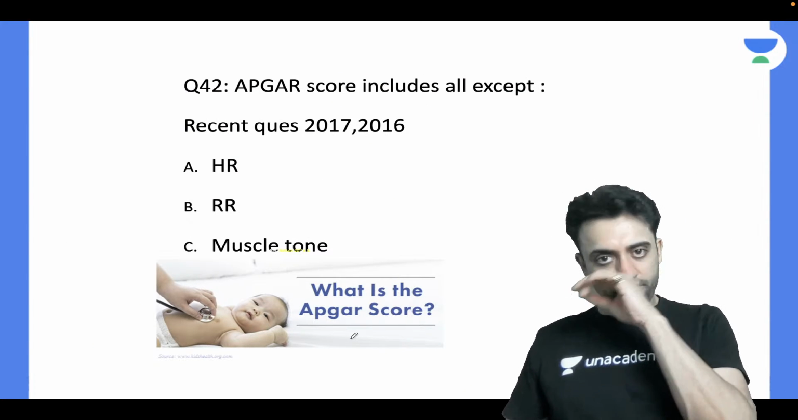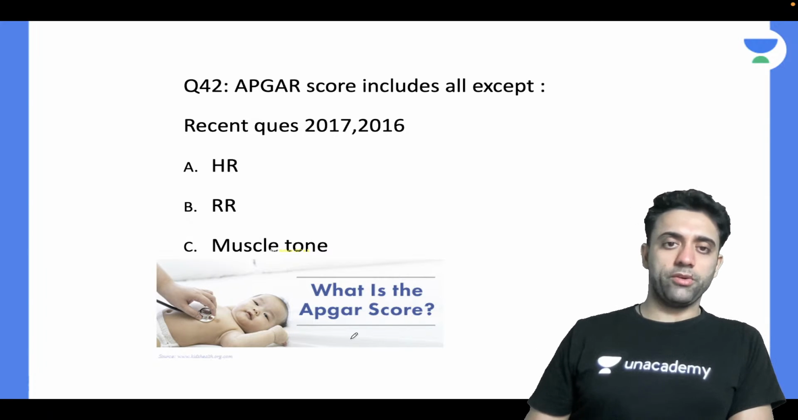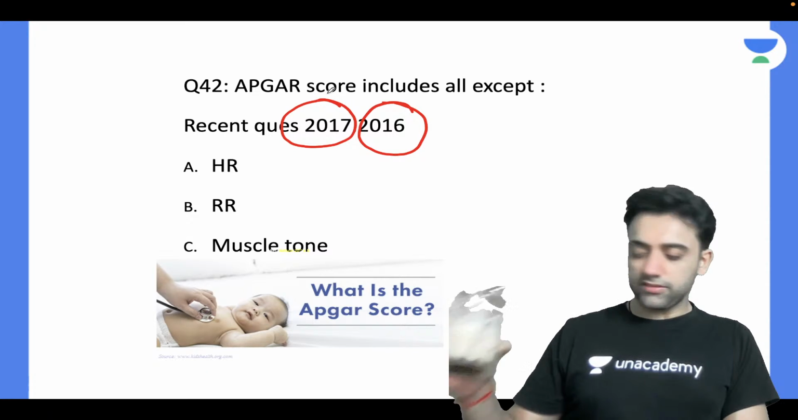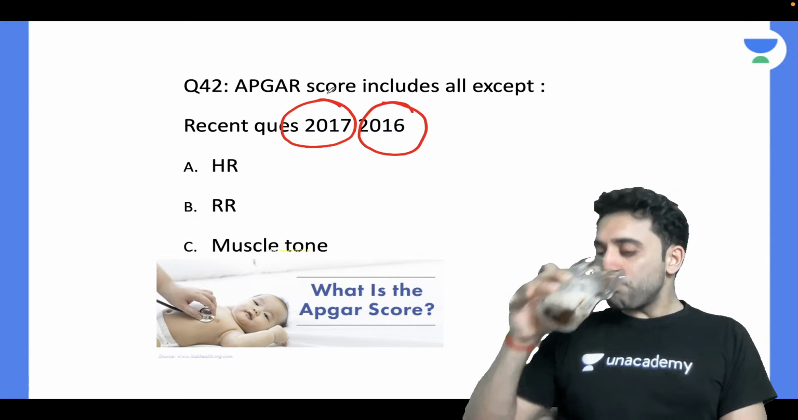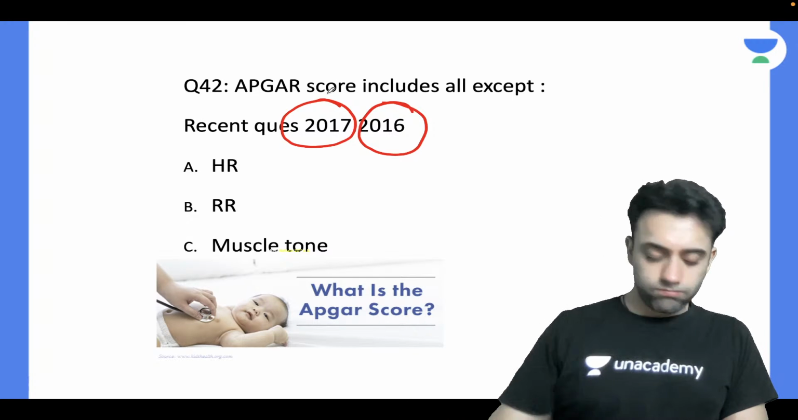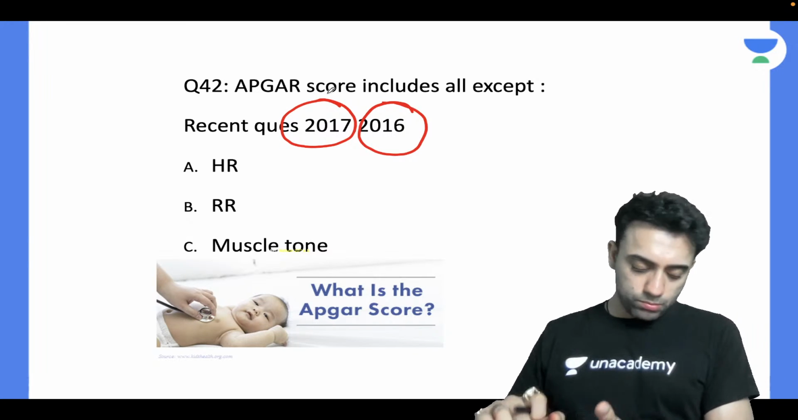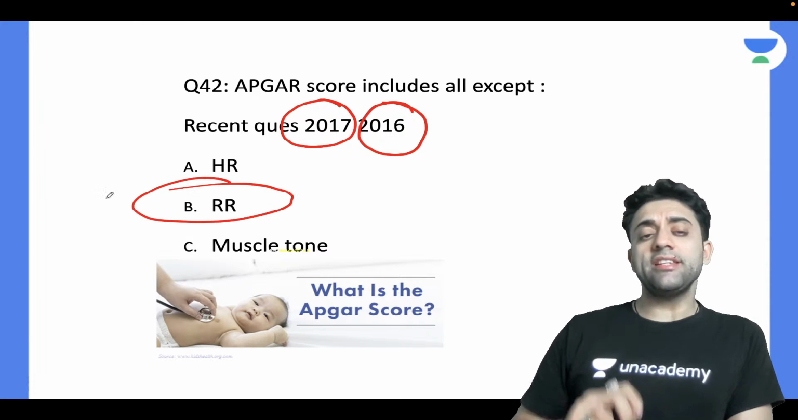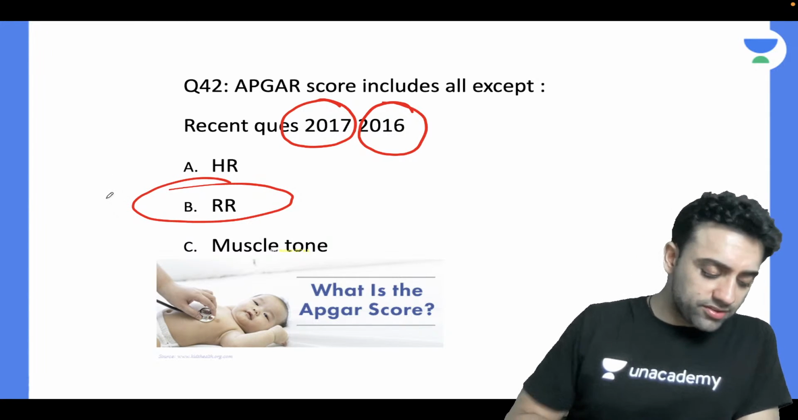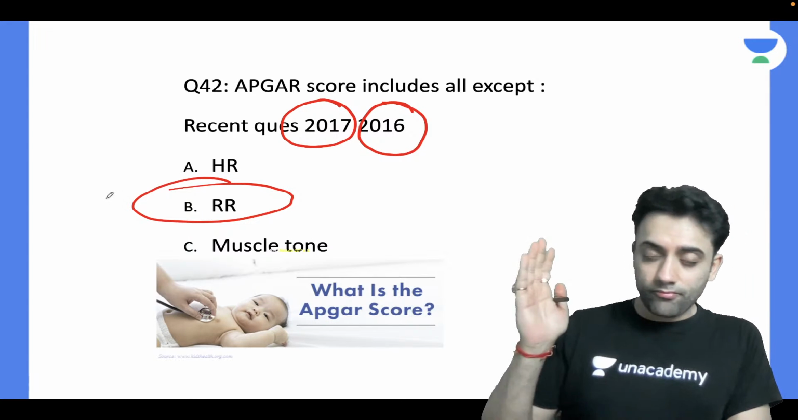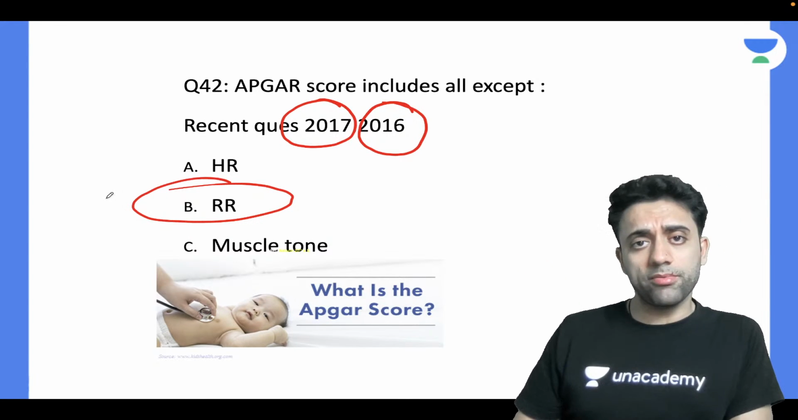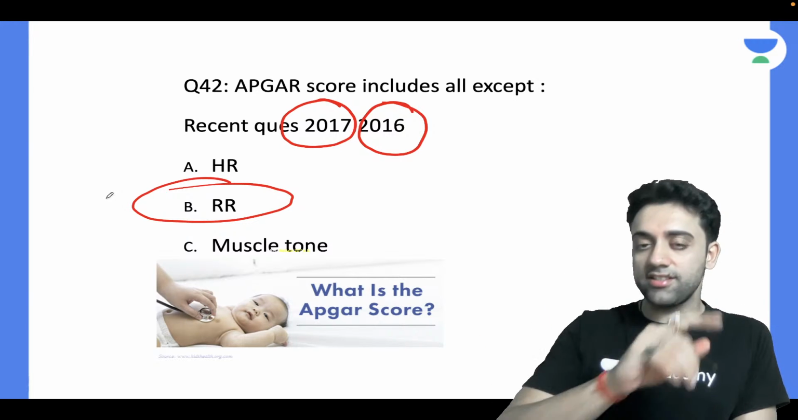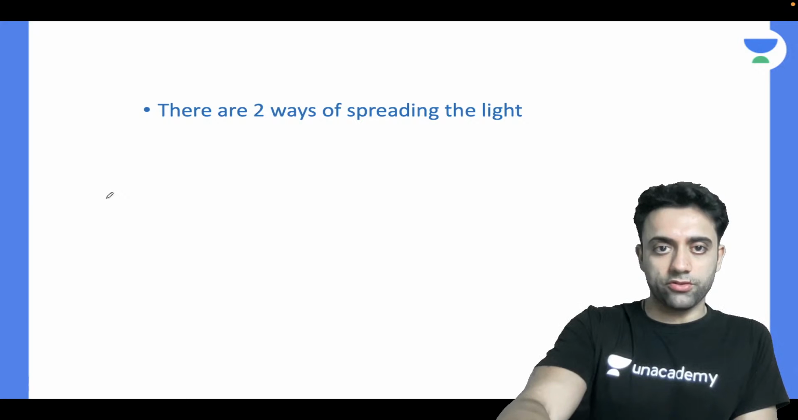So what do you think? Apgar score includes all of the following except A, B, C. This question has come multiple times in 2016 and 2017. Anyone? Shagufta? Shubhangi? Exactly. The best answer is respiratory rate. Is respiratory rate a part of Apgar score? The answer is no. It is the respiration or respiratory efforts. The RR is not a part of Apgar score.